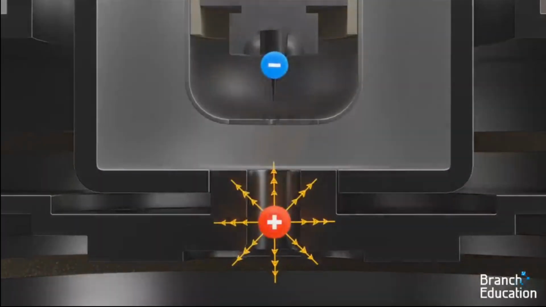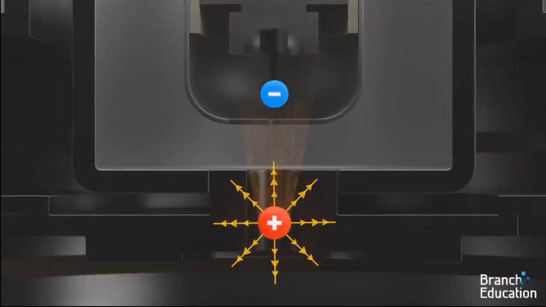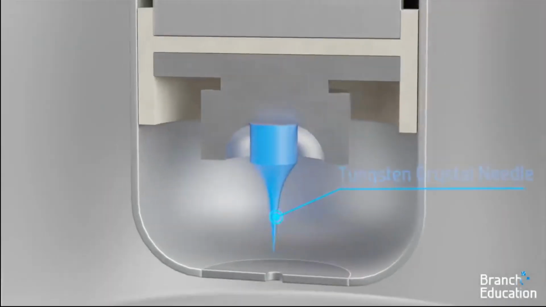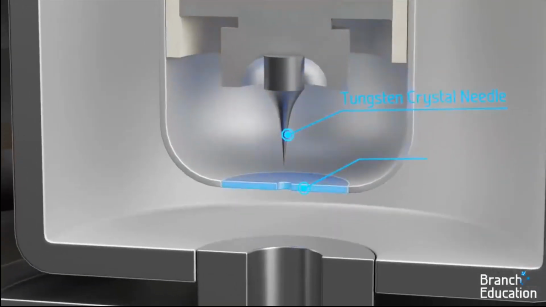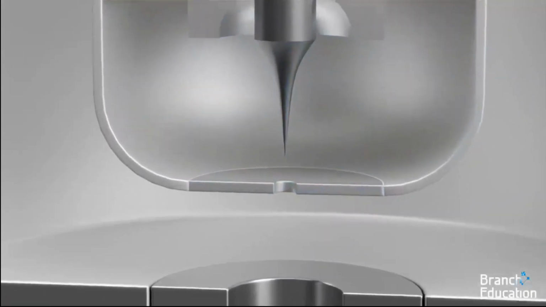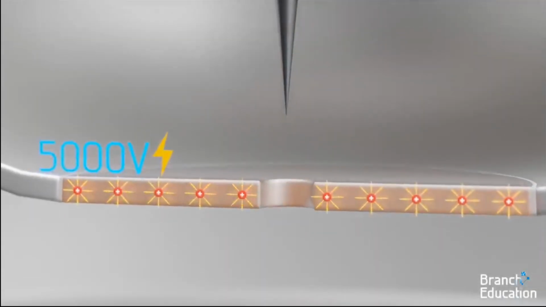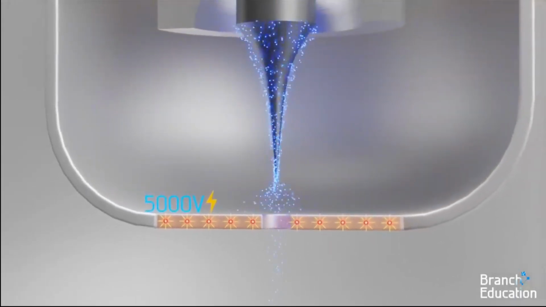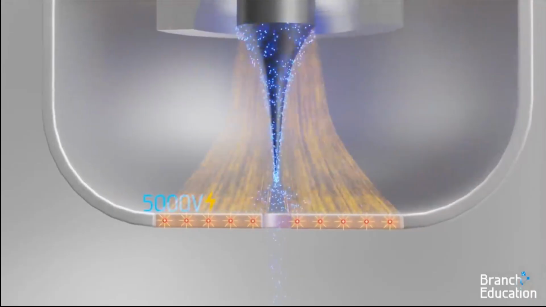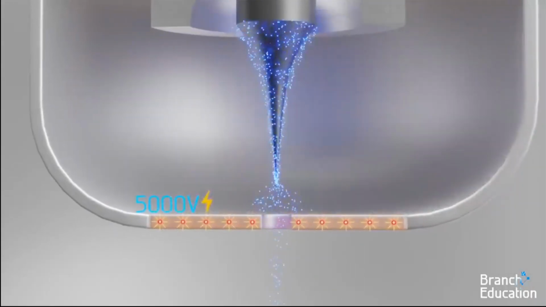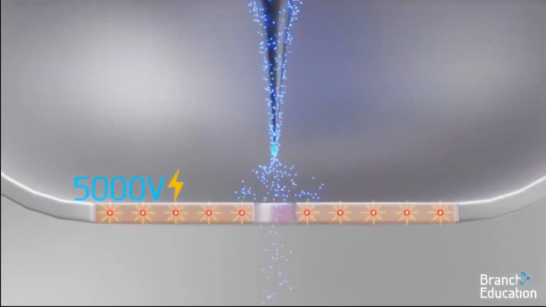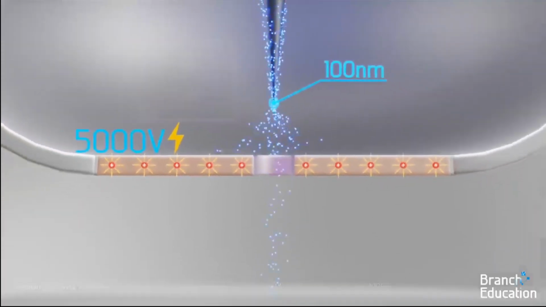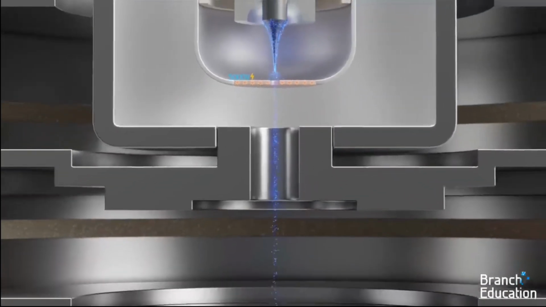The basic principle is that negatively charged electrons are attracted to positive electric fields. Here we have a tungsten crystal needle, and below is a ring called the extractor. This extraction ring is connected to positive 5,000 volts. And as a result, the negatively charged electrons in the tungsten are pulled towards the extractor. The electric field's effect on the electrons is amplified by the sharply pointed tungsten crystal, which is only a few nanometers wide, and as a result, the electrons are freed from the tungsten.